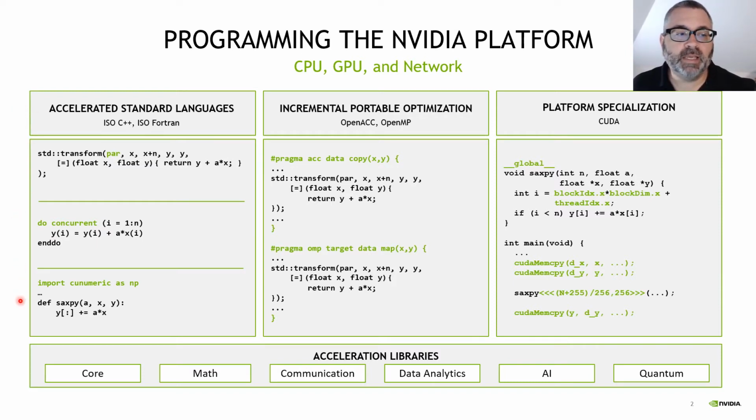Here I have three examples. The first one using ISO C++, the parallel algorithms library to implement a SAXPY algorithm, single precision A times X plus Y. In the middle, I've also written SAXPY, this time in Fortran, using do concurrent, a feature that enables us to parallelize data parallel loops. And in Python, I'm showing the cuNumeric package, which aims to become a drop-in replacement for the ubiquitous NumPy package. And again, I'm writing a SAXPY algorithm that can then be parallelized, run on CPUs or GPUs or whatever.